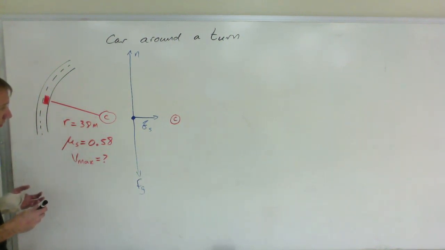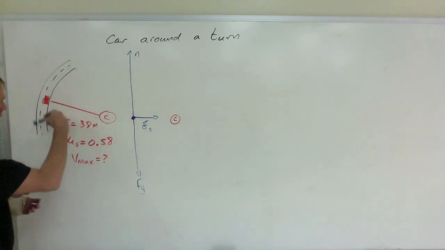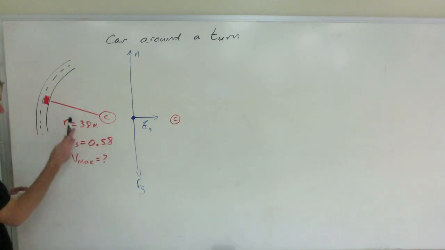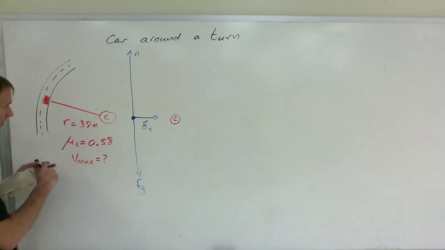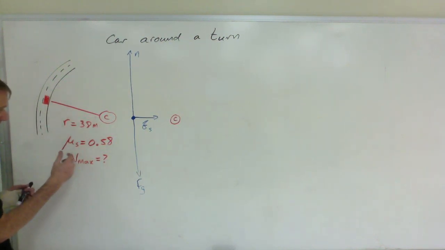That radius of curvature, it's not a complete circle, so we don't just call it a radius. It's part of a circle. It's a turn. And so from the imaginary center of this to the car is 38. The tighter the turn, the smaller the value of r. The radius here is 38 meters.